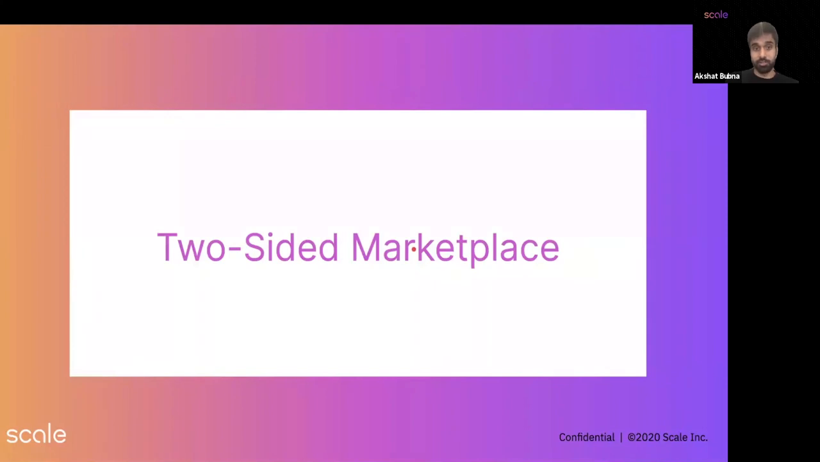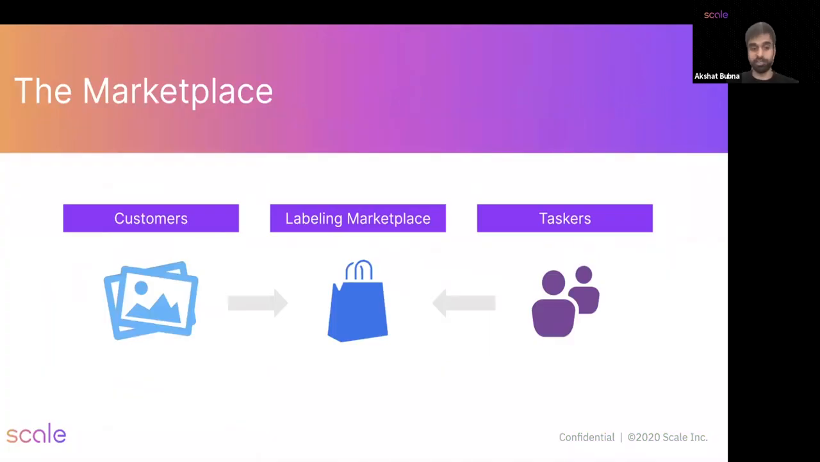In addition, the way this works at Scale is that it is a two-sided marketplace, which means that we have customers that want data labeled, and we have taskers that want to label data, and we match the two. This sounds kind of simple. It sounds similar to a lot of other marketplaces you might have heard of. And I'm going to use an example of another marketplace that you would already be familiar with to illustrate why it's actually a lot harder.